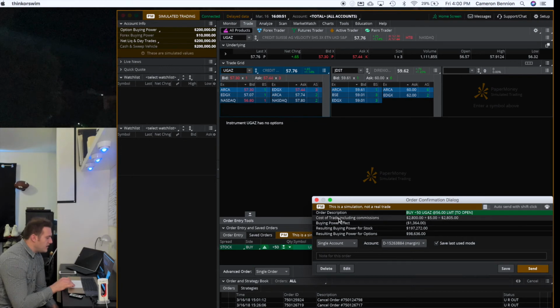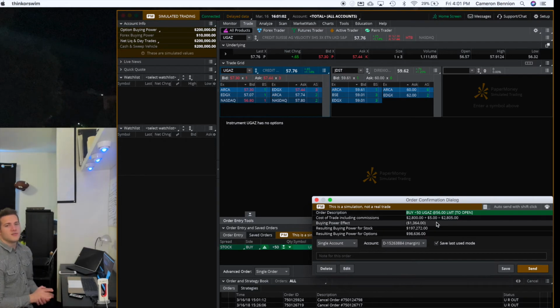Now, it's giving you a cost of trade including commissions. You're going to spend, at $56 and buying 50 shares, $2,800 plus a $5 commission fee. The reason I love Robinhood is because it does not include that commission fee. If you are doing a lot of day trading, I don't recommend using Robinhood because it is slower to fill your orders. That $5 commission fee to me is worth it.